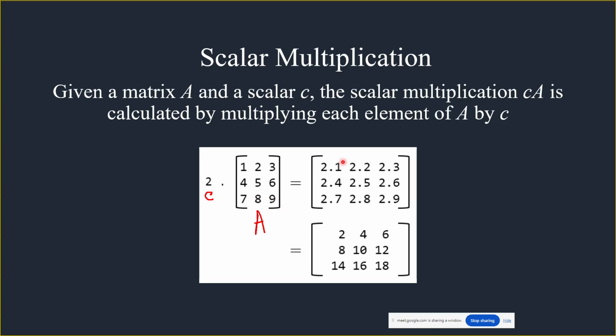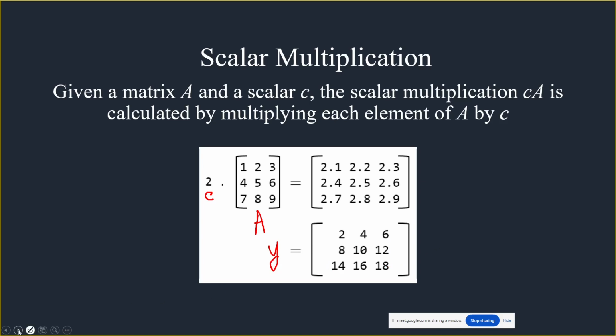In our further calculation, we saw that 2 multiplied by 1, 2 multiplied by 2, 2 multiplied by 3, and then 2 multiplied by 4, 2 multiplied by 5, 6, 7, 8, 9. And finally, we get our final matrix. Let's assume it as matrix Y. Matrix Y finally came 2, 4, 6, 8, 10, 12, 14, 16, and 18.